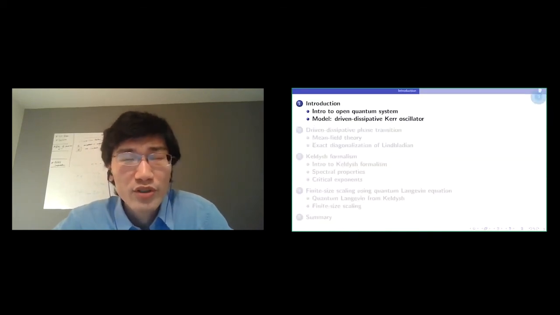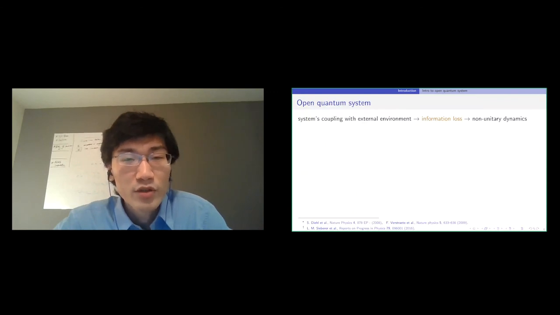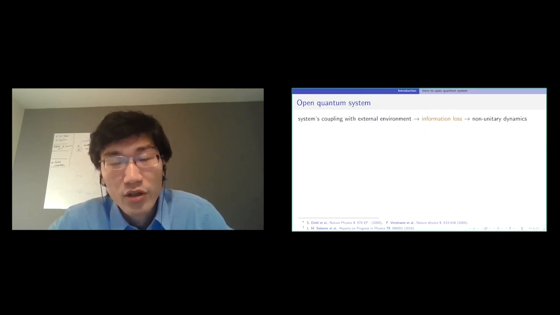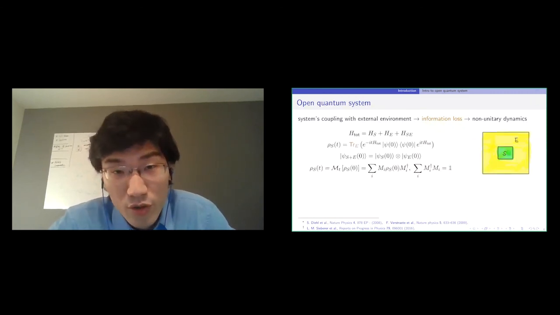So let's first start with an introduction to open quantum systems. As you all know from undergrad, if you want to describe a quantum system, we need to write down the Hamiltonian. But now, if there's some coupling between the system you are going to study and the external environment, for example, the vacuum, then the coupling will necessarily lose some information into the environment, and then at the end you will not get unitary dynamics as you learned from undergrad, but it's going to be non-unitary.